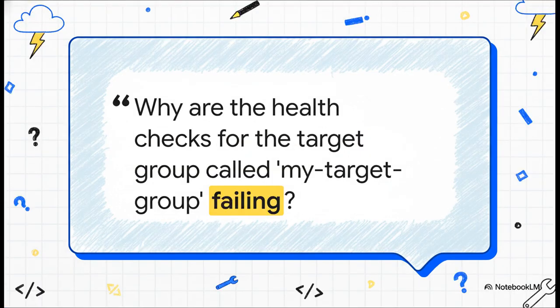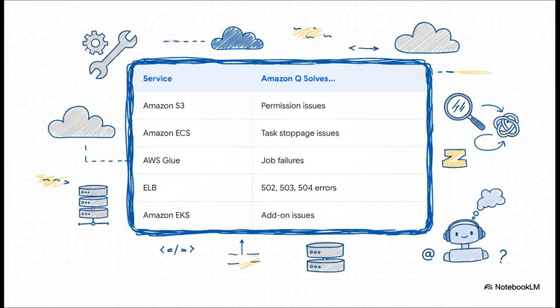But what about when things go wrong? Because they always do. This is where Q becomes an absolutely indispensable partner for troubleshooting. You can just describe a problem, like your load balancer health checks are failing, and Q will start analyzing the potential root causes for you. And its troubleshooting skills are pretty extensive. We're talking about a huge range of common pain points here, from those frustrating S3 permission errors to mysterious ECS tasks that just stop, and yeah, even those dreaded 500 series load balancer errors. Q gives you tailored, step-by-step guidance to get you back up and running fast.